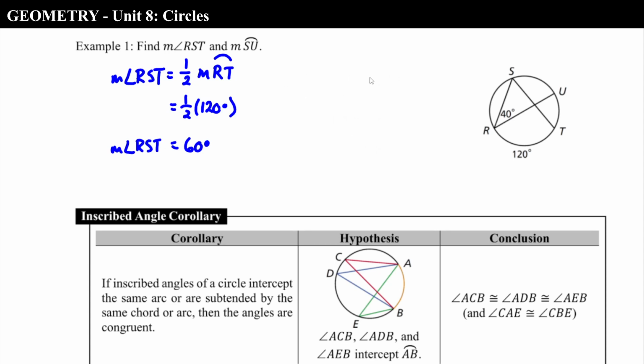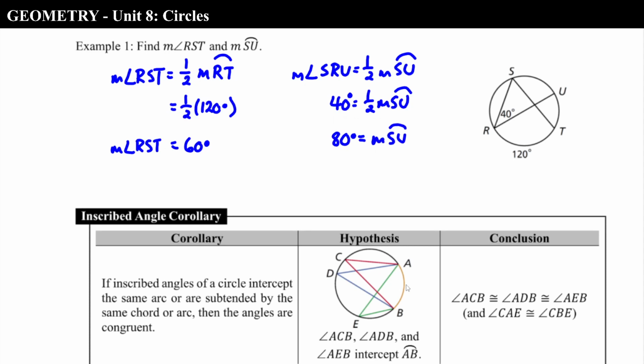For the measure of SU, well, SU is here. SRU is our corresponding inscribed angle. So the measure of SRU is going to be 1/2 of the measure of arc SU. Well, we know that SRU is 40 degrees, and we have 1/2 of what we're looking for, the measure of SU. Well, if we multiply each side by 2, you get that the measure of arc SU is 80 degrees.